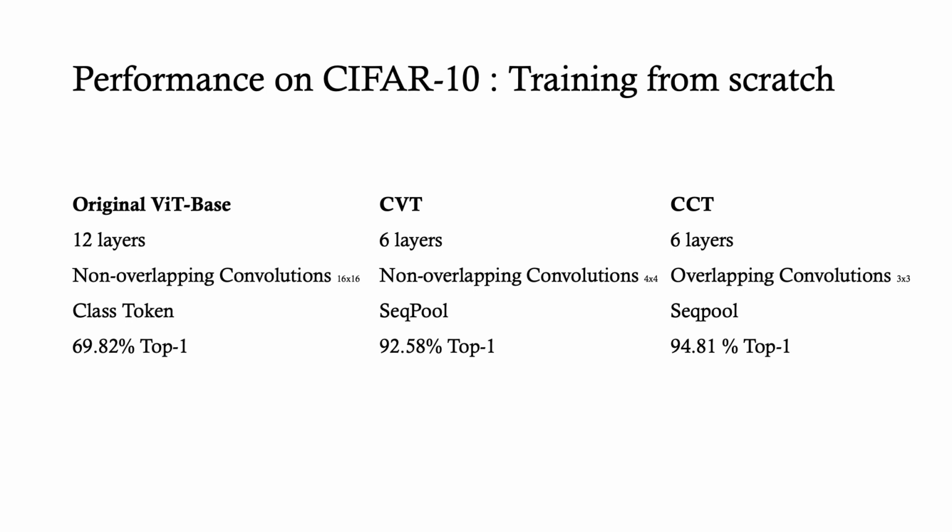And with the right patch size and the compact design, with the right tokenization and the sequence pooling technique, and some additional data augmentation and optimization, we are able to boost the performance for CVT and the CCT to over 90%. In particular, the CCT's performance, 94.81%, is on par with the convolutional models with a similar or even smaller amount of parameters and computational operations.